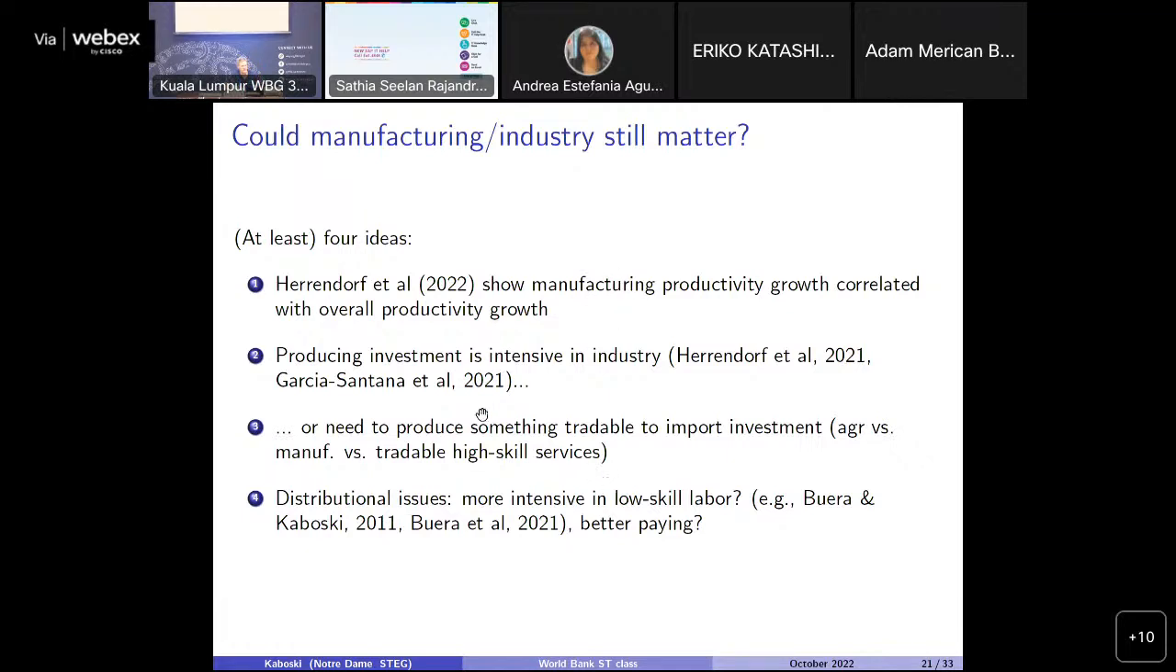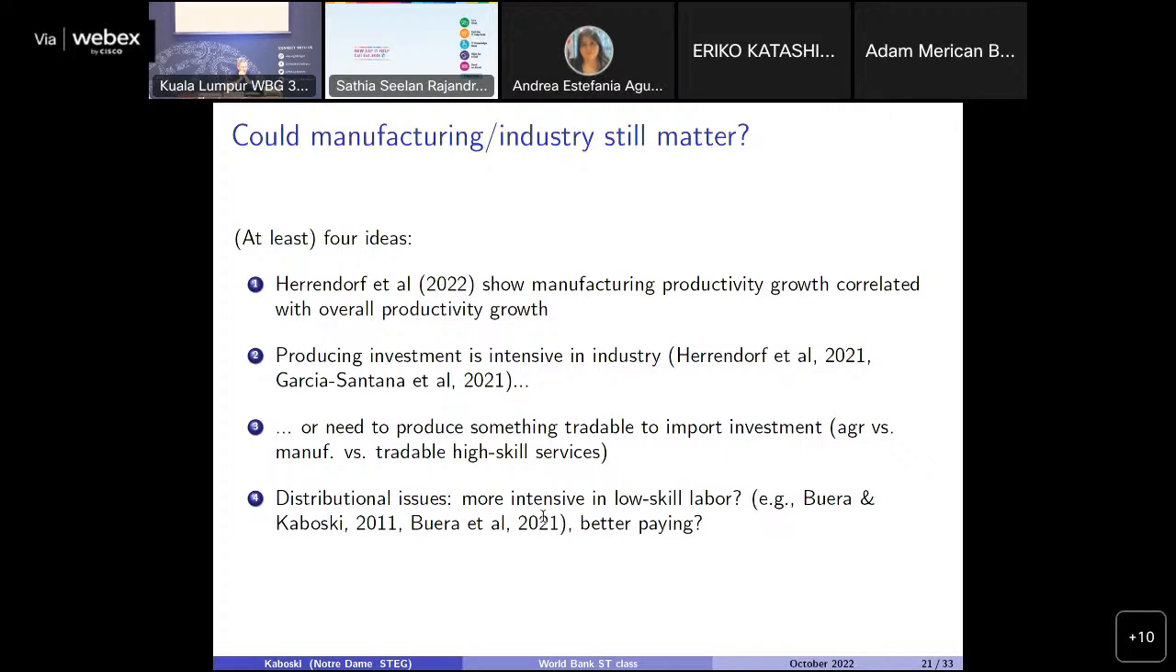These are all sort of growth-related reasons that industry might matter. And I think there's another one, which is thinking about distributional issues. So is manufacturing important for, like, a thriving middle class, for example? And there's a sense of that.